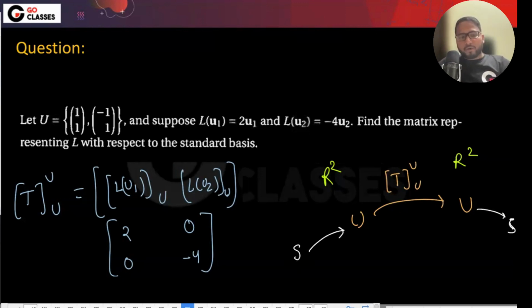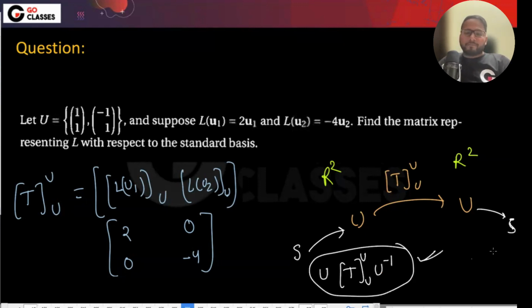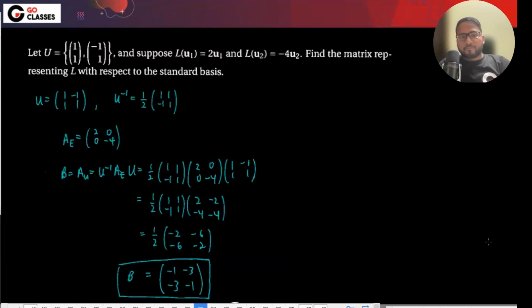So again, you need to do the same thing. If you want to convert from S to U, then what will you be multiplying? S inverse, or U inverse? It will be U inverse. And then this matrix, the transformation, and then U to S, it will be U, right? So they're more interested in this matrix. This should be the answer. Let's just check. Yeah, U inverse A U.